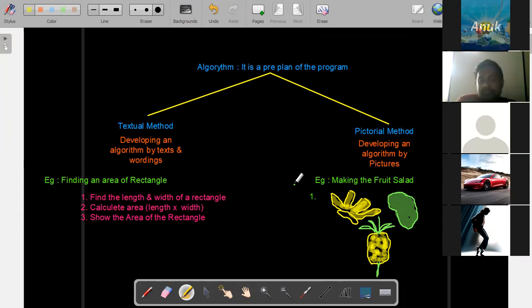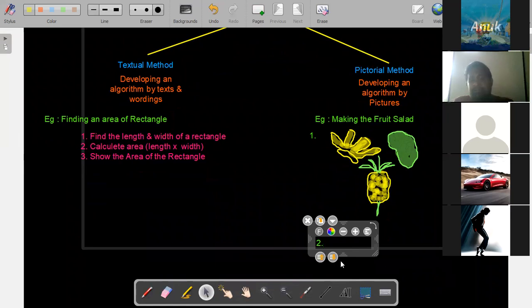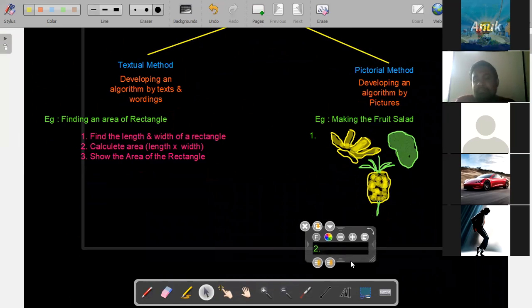Find the fruits. Then the next step should be, what was the next step? Washing the fruits.